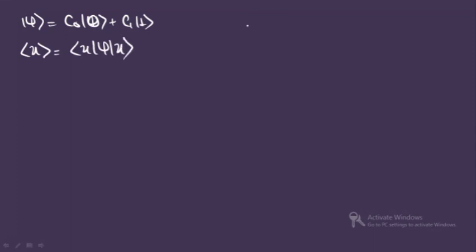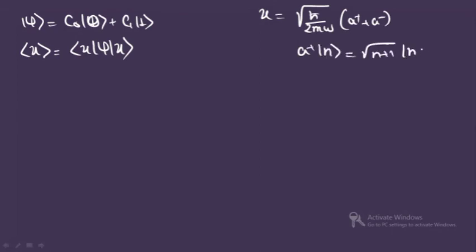So what you have, psi is equal to C naught psi 0 plus C1 psi 1, right? And the expectation value of X is psi X psi. For harmonic oscillator, X is equal to root over h cut by 2m omega times the raising operator plus the lowering operator. When the raising operator operates on any state, you will have root over n plus 1, and the state will increase by 1. And when the lowering operator operates, it is root n, and the state will decrease by 1.